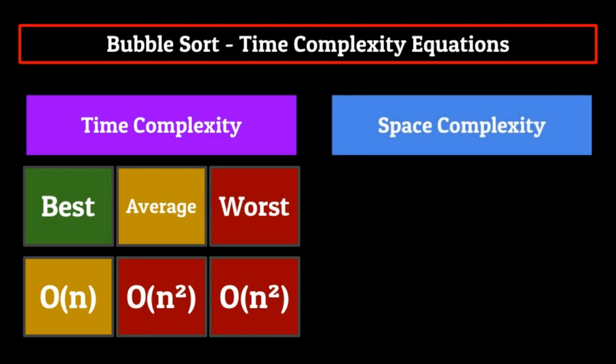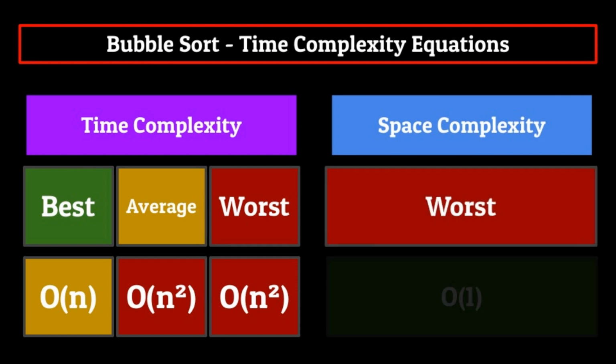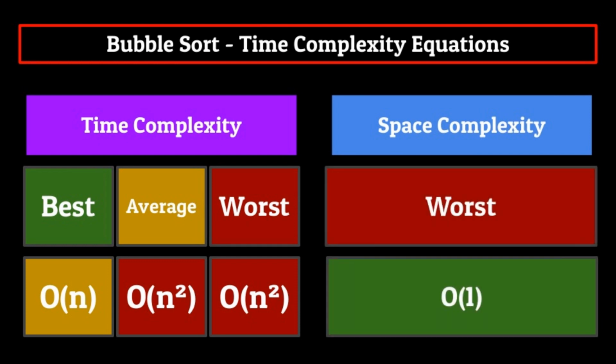As for space complexity, bubble sort is a stable O of 1. If you missed our discussion on the stability of sorting algorithms, I'd watch last week's episode, which is linked in the description, where we talk about this in detail. But the gist of it is that a stable sorting algorithm retains the order of duplicate elements in the list. And then of course, O of 1 simply means that no extraneous memory is required to sort this list.